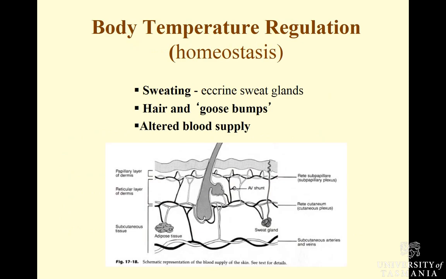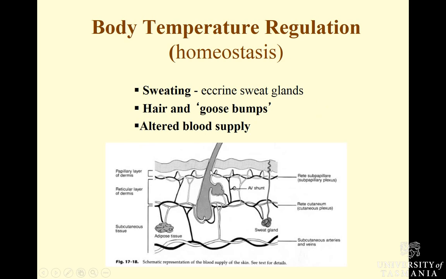So the skin plays an important role in body temperature regulation, or homeostasis, or thermoregulation. The first way that the body can do that is through sweating. The eccrine sweat glands, remember, are the only type of sweat glands that are responsible for thermoregulation. The apocrine are only emotional sweating. They can release water onto the surface of the skin that can evaporate. As it evaporates, it takes away heat from the surface of the skin, thereby reducing that surface temperature.